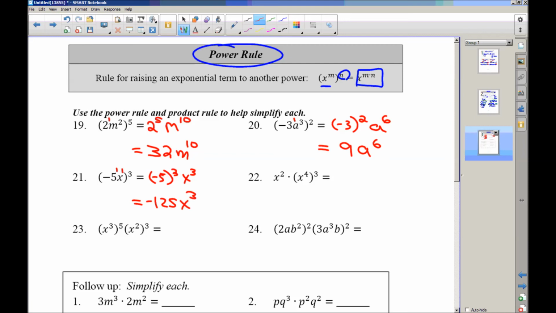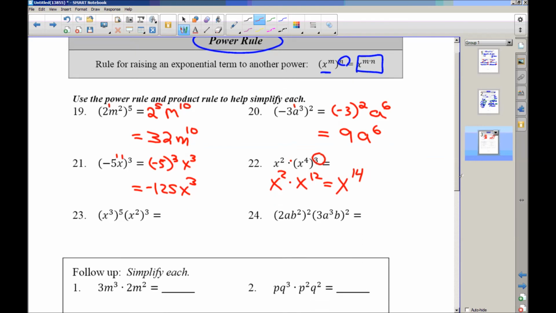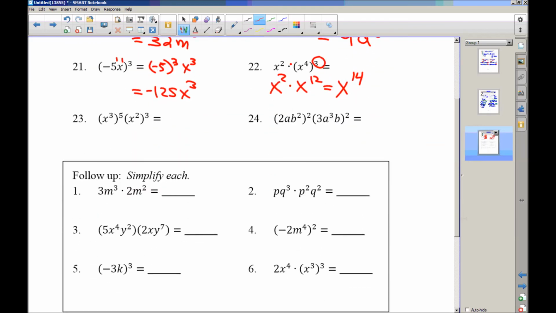All right, so it did say power and product rule. So remember, exponents out here are going to come before that multiply in between. So we're going to use both of our rules here. So we're going to have x squared, and then we're going to do that exponent outside of the parentheses first. 3 times 4 will give us x to the 12th. And then we'll use our product rule to put them together by just adding the exponents to get x to the 14th. Okay.